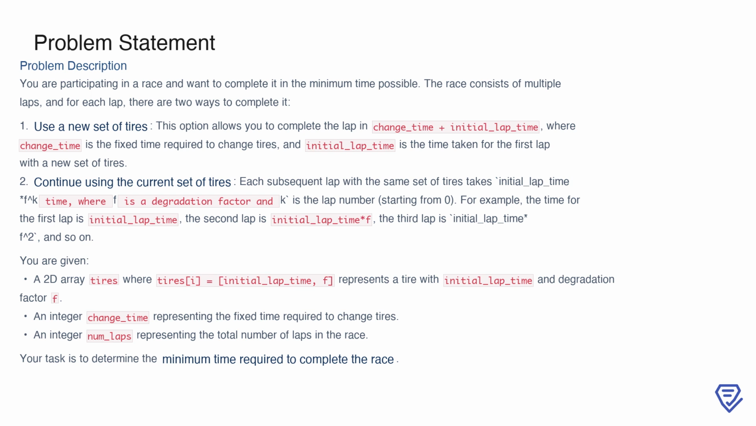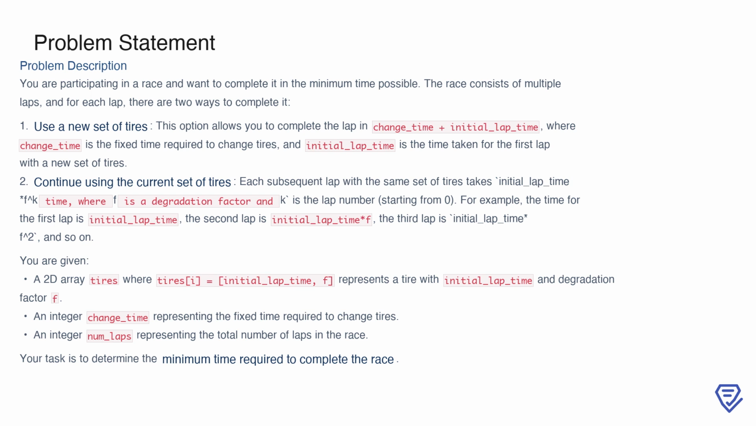The second option is to continue using the current set of tires. However, as you reuse the same tires for multiple laps, the time to complete each lap increases due to tire degradation. This degradation is modeled as a multiplication factor f, applied for each successive lap. For example, the first lap with the same tires takes initial_lap_time, the second lap takes initial_lap_time * f, the third lap takes initial_lap_time * f^2, and so on.